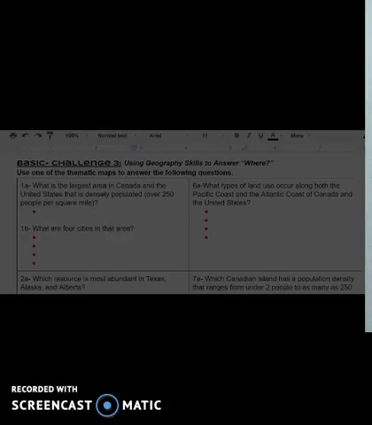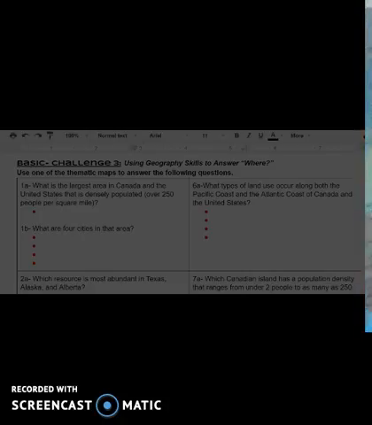So the first question, 1A, for example, says, what is the largest area in Canada and the United States that is densely populated, over 250 people per square mile? So I'm going to take my maps and look for which map might give me that information. As I flip through them, I find the population density map. Okay, so that's the one I'm going to be using.